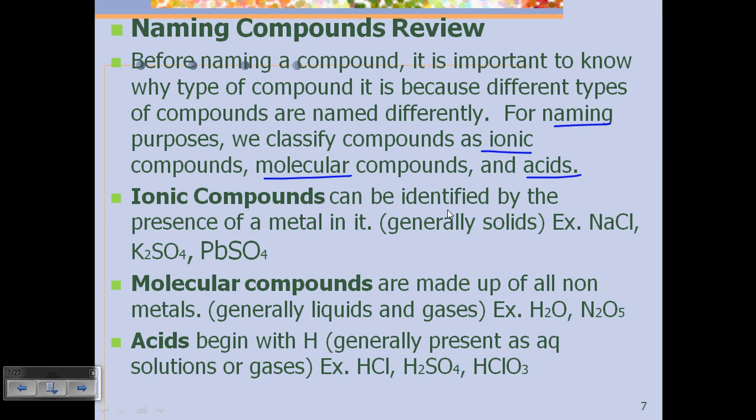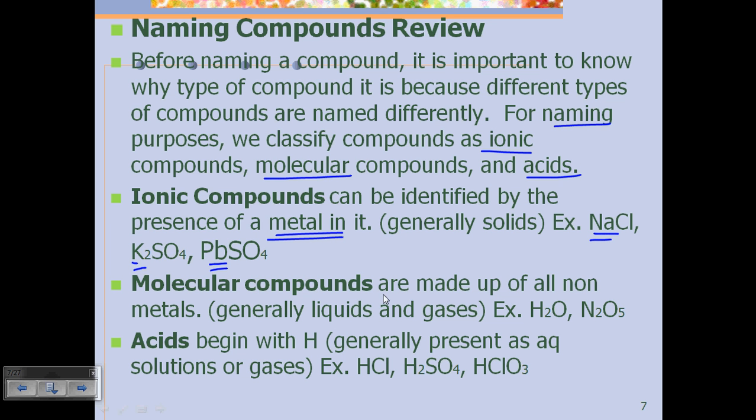Ionic compounds are the ones that are identified by the presence of a metal in it. Anytime you have a metal that belongs to group 1, alkali metals, or alkaline earth metals, or transition metals, then it is an ionic compound. It doesn't matter what anion is attached with it. It could be a simple monatomic anion or a polyatomic anion. But as long as you see a metal in it, it is an ionic compound.